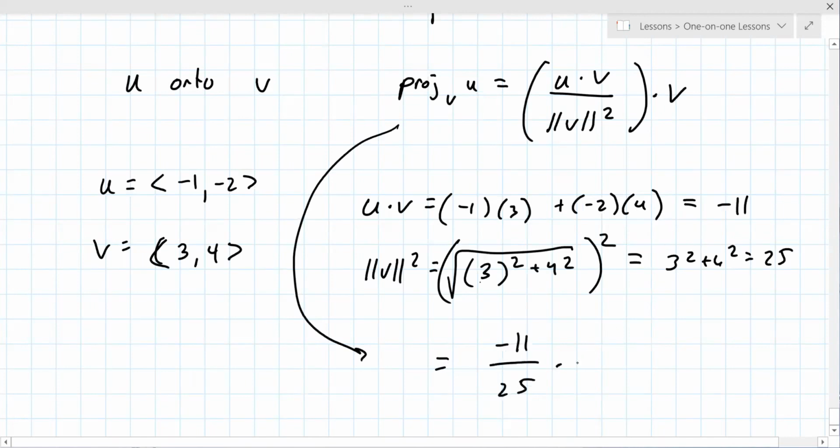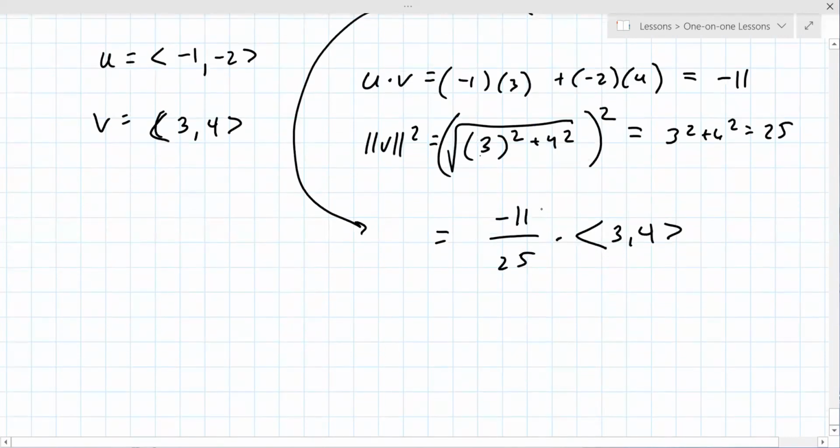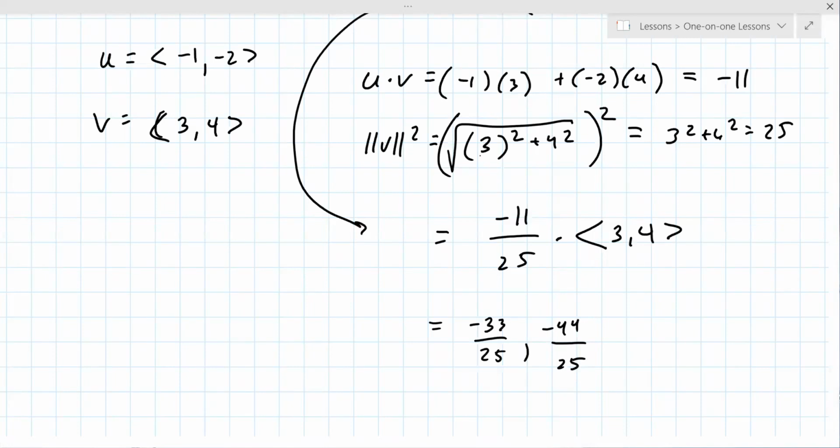V is 3 comma 4. And then you're just multiplying this number times 3 and then times 4. So it's -33 over 25 comma -44 over 25. Okay, that's great. Thank you. There's also a formula for the component of V, which is just the part in front, this number in front.